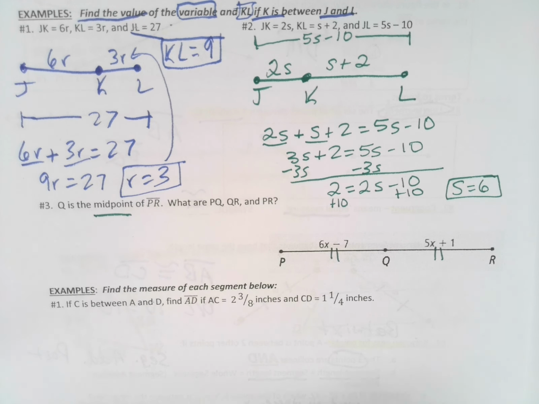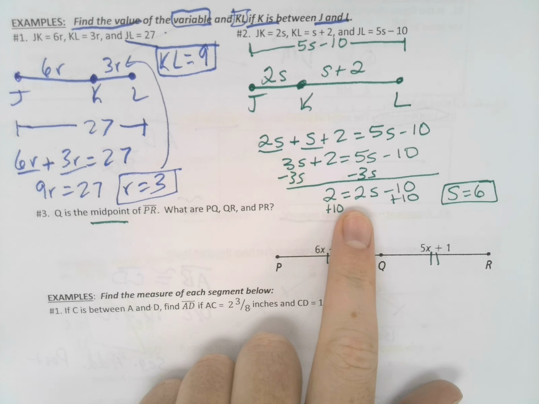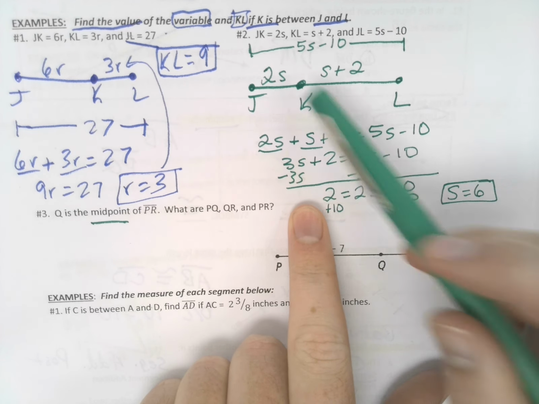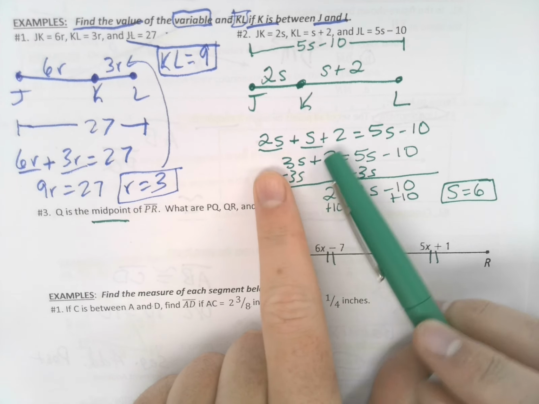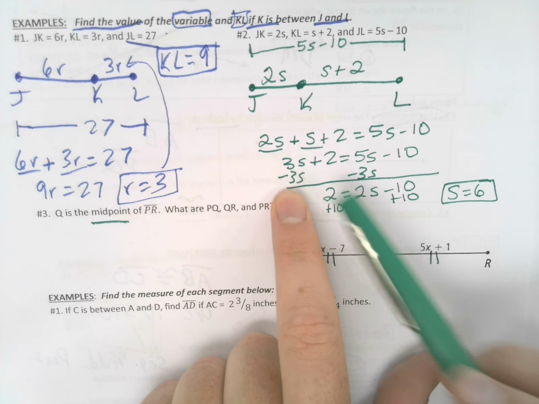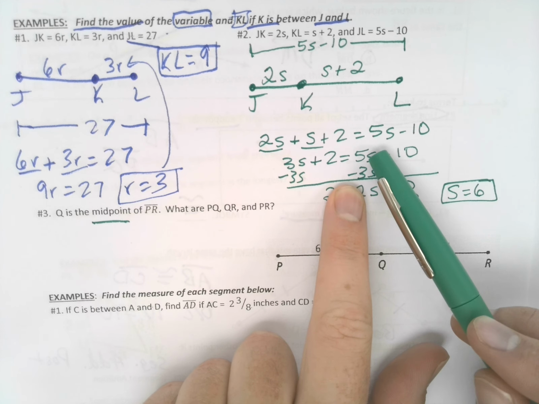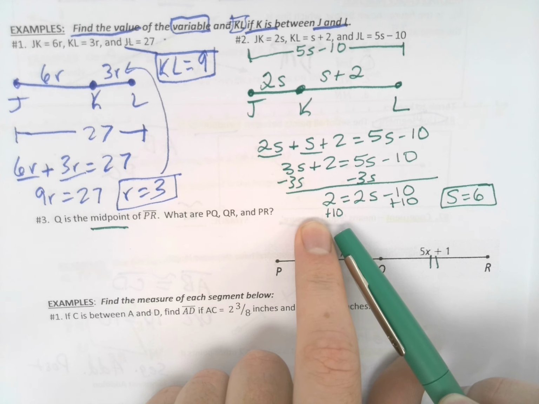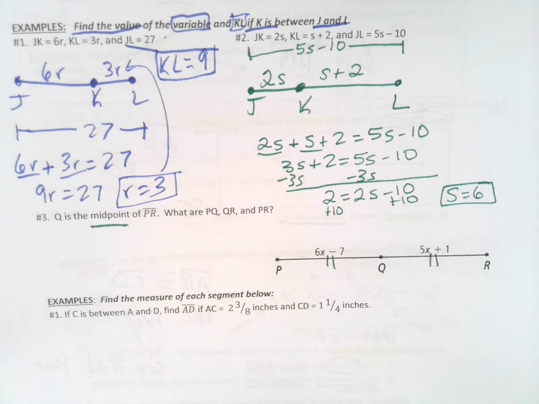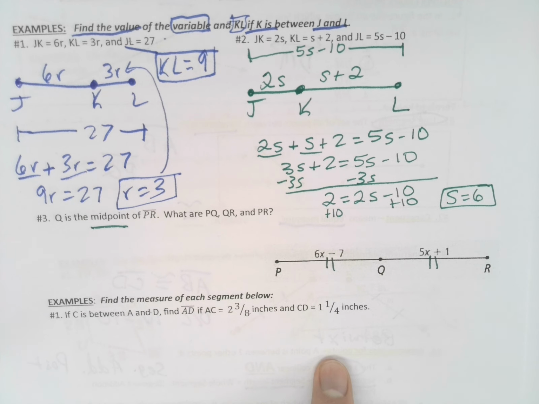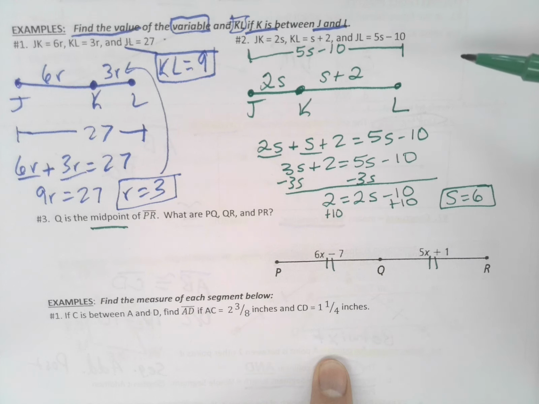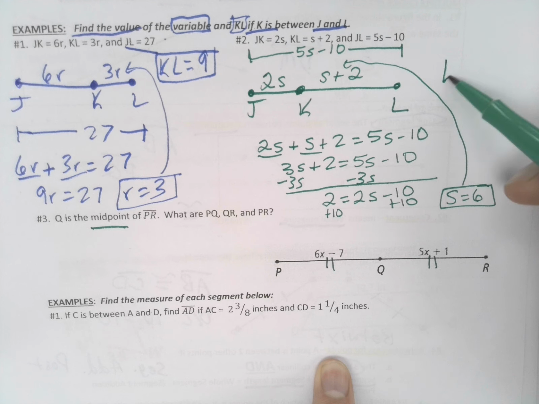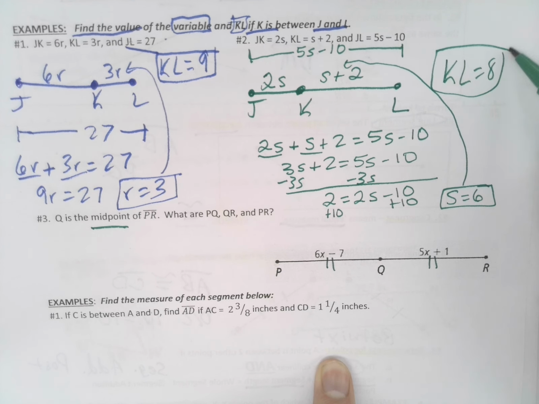So we can see we had a kind of an old school Algebra 1 problem here for number 2. Once we set this plus this equal to the whole, combine like terms, 2s plus 1s is 3s. Subtract 3s over to combine with 5s, we get 2s. Add 10 over, 2 plus 10 is 12, and then you divide 12 by 2. We find out that s equals 6, and when you plug that back in to KL, we find out that KL is going to be 8.